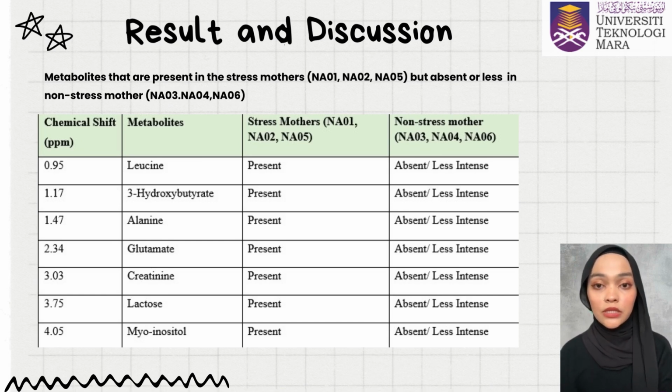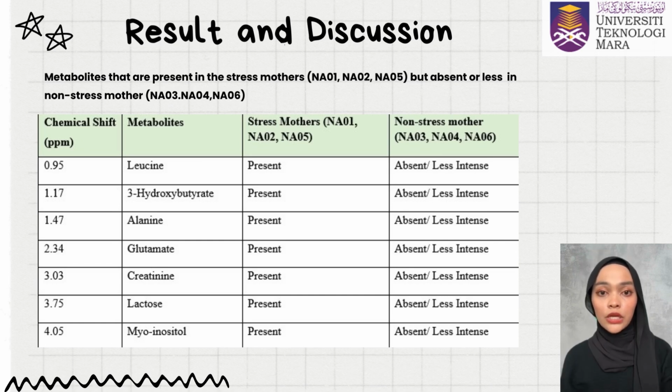In the context of maternal stress, elevated cortisol levels have been linked to increased leucine concentration in human milk. Leucine plays a vital role in stimulating muscle protein synthesis and overall growth. Its higher presence in the milk of stressed mothers could indicate an adaptive mechanism to support infant growth and metabolism during periods of maternal stress.